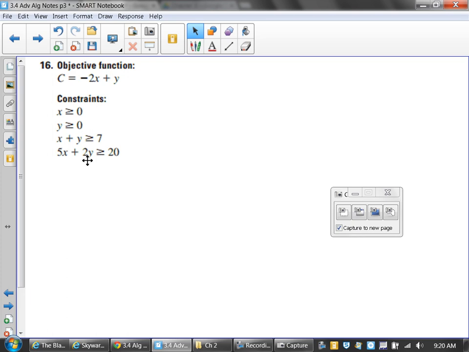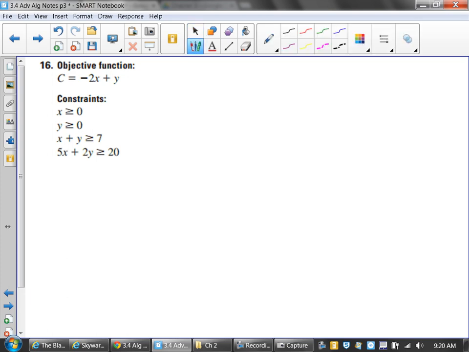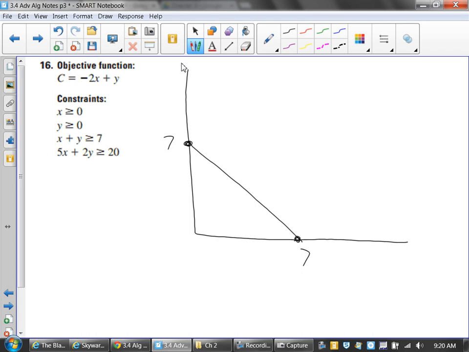All right. We've got our objective function. We've got our constraints. We know it's a first quadrant problem because you have x is greater than or equal to 0, y is greater than or equal to 0. I also know that my first graph is going to have intercepts of 7. So I started out with my intercepts in the first quadrant. And I know it's looking for everything that is greater than 7. No, it's shading outward. It's shading outward on this one.